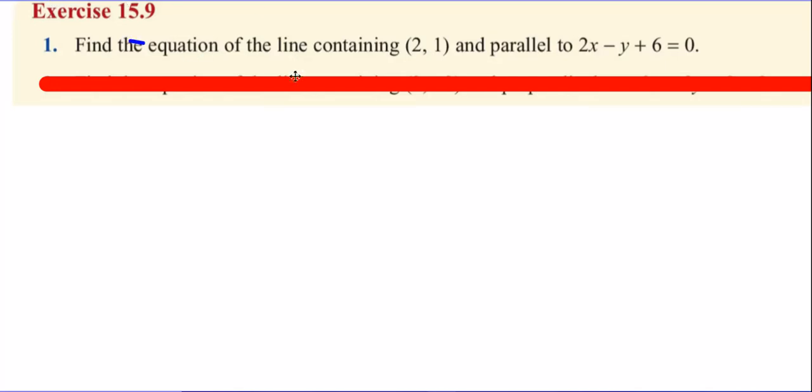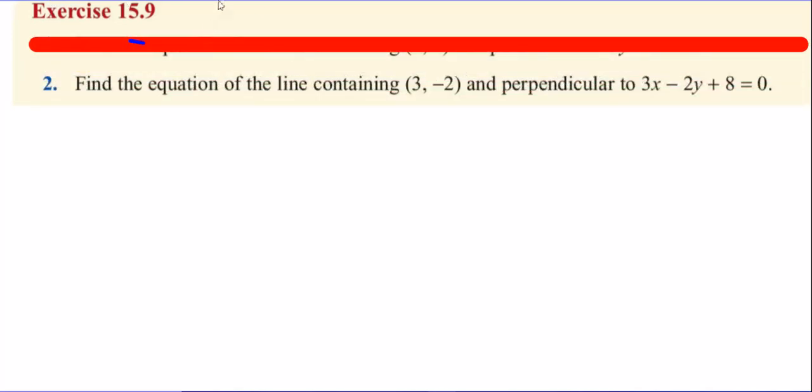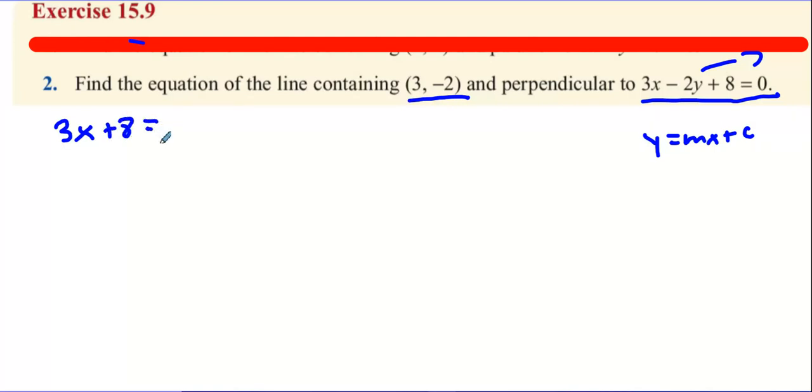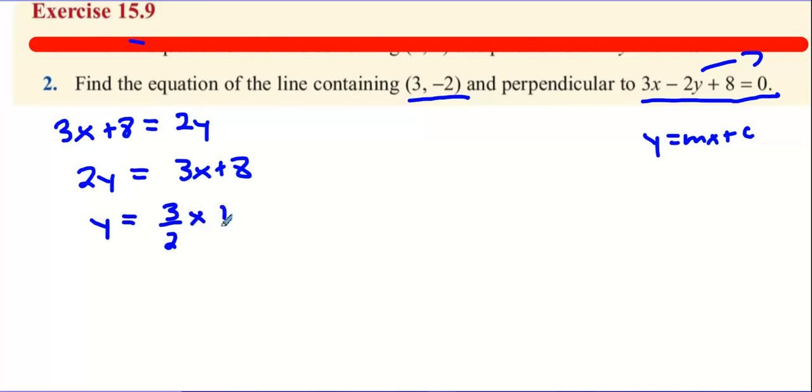Now let's go after question 2. Find the equation of the line containing the point (3, -2) that has to be perpendicular to this one instead. So once again, I'm going to work on the equation here using y = mx + c. I'm going to bring the 2y to the right, so it's 3x + 8 = 2y. Spin it around, so 2y = 3x + 8. Divide both sides by 2, so it's 3/2 x, and then 8 divided by 2 is 4.